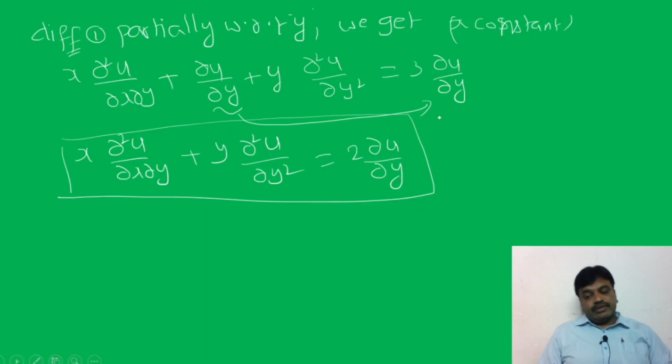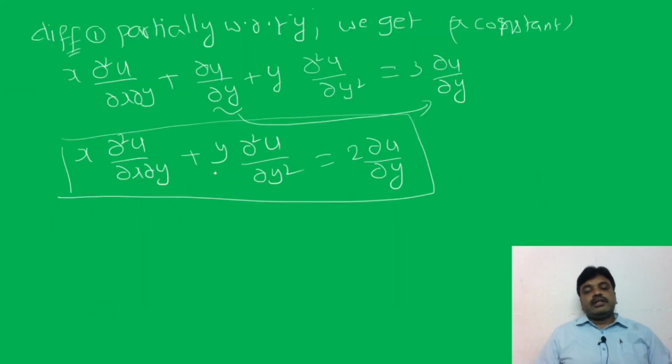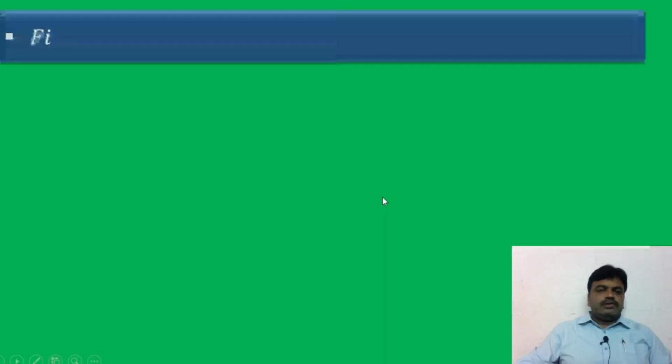Check for the second one. Once again friends, given u, say this is a homogeneous function of degree 3. Simply I apply here Euler's theorem, then I get here this value is 3u. And the second problem I observe here ∂²u/∂y∂y. So I can differentiate partially this equation with respect to y, keeping x as constant friends. So differentiate, then I get the value is 2 into ∂u/∂y, 2 into ∂u/∂y.